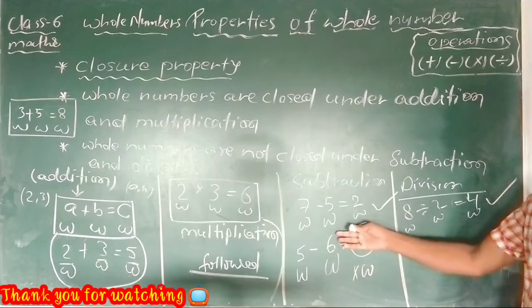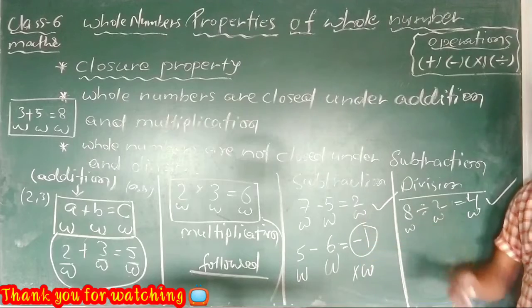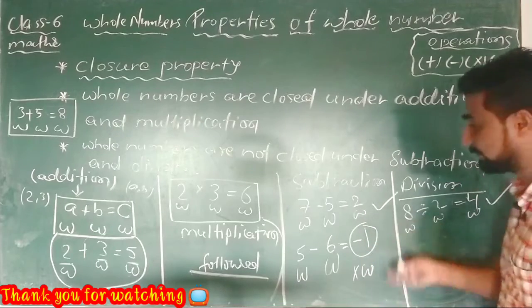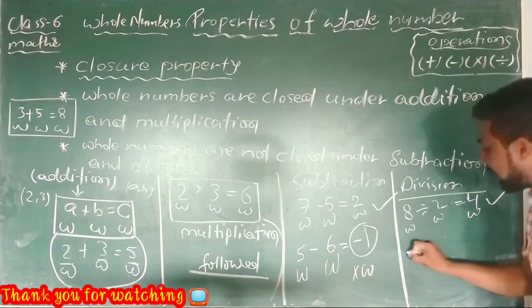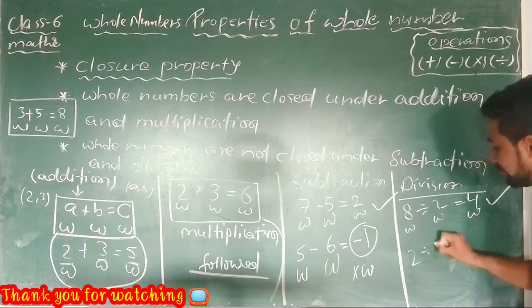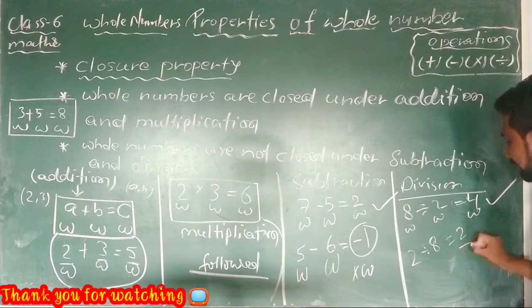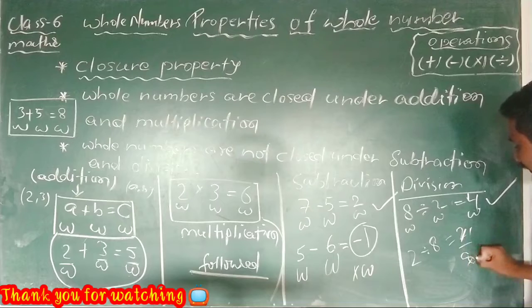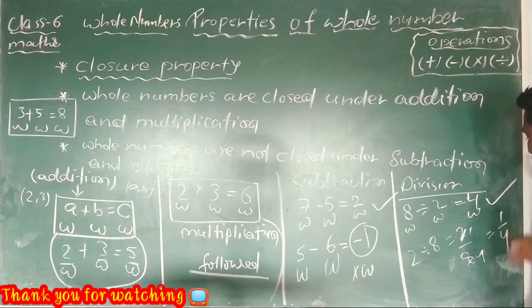But wait, in the same manner, for subtraction it was not followed in the second example. In the same condition, now you divide 2 by 8. 2 1s are 2, 2 4s are 8. Now you see the answer that has come is 1 by 4.